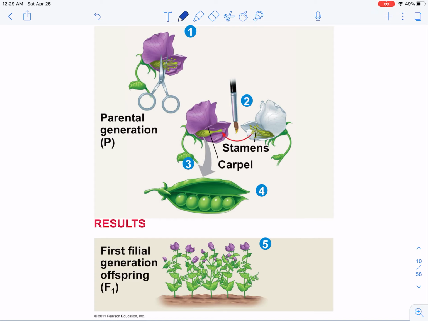Again, this is the parental generation. That's P for parental generation. And F1 is the offspring.